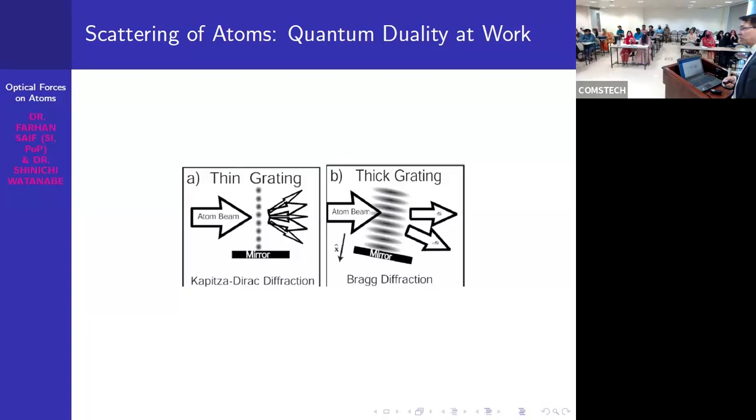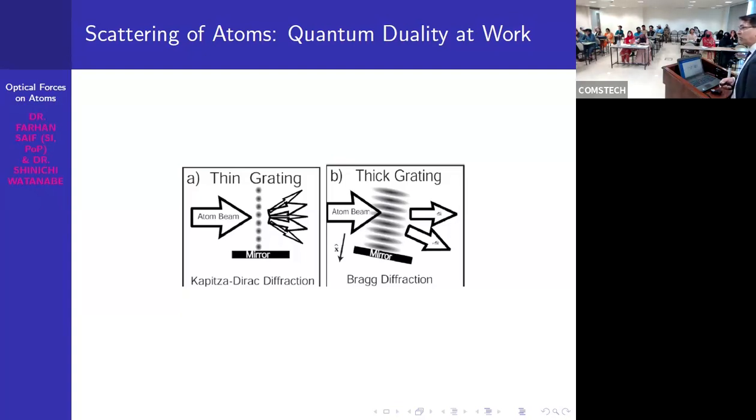If the incident atomic de Broglie wave is perpendicular to the diffraction grating made by the optical field, we shall simply see a symmetric scattering. So the atomic beam will scatter after passing through this optical grating.